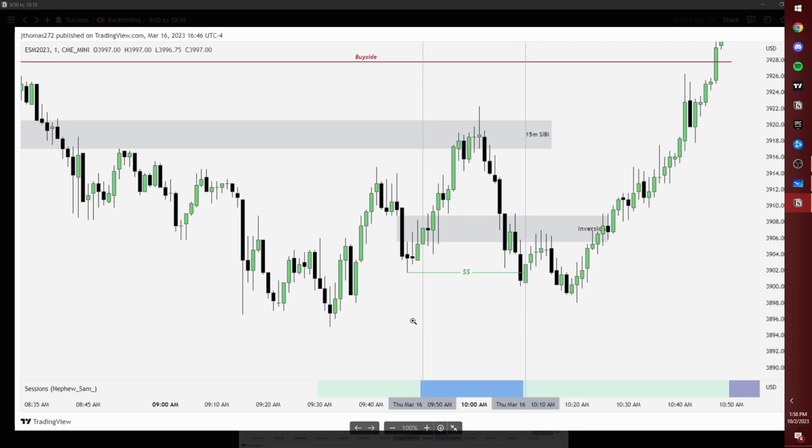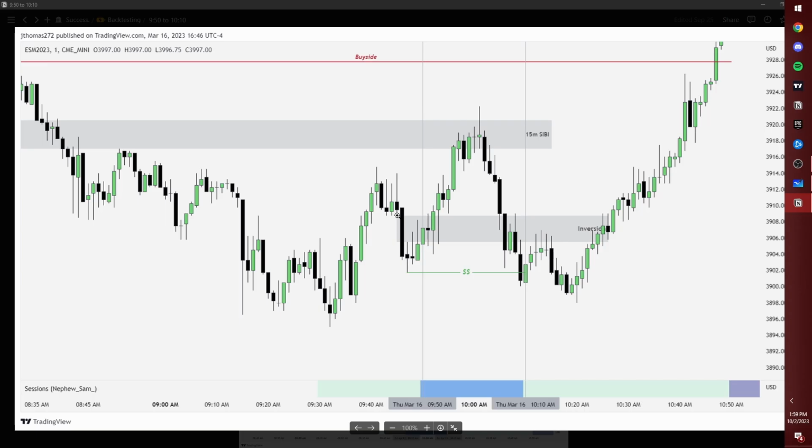So we have consolidation. You want to see an expansion entry for the 950 macro. What do you see here? We see the expansion entry, which is the tap into the order block. Now this is prior to 950, but you can see these wicks are tapping into what? Into the order block. They're just tapping into it. So this is where you would go long.